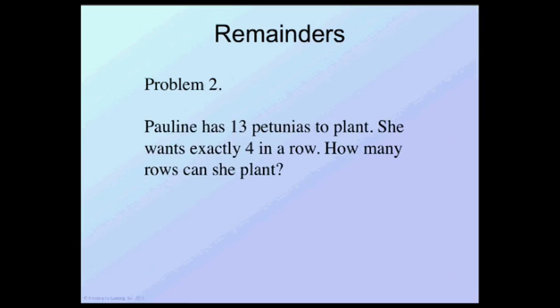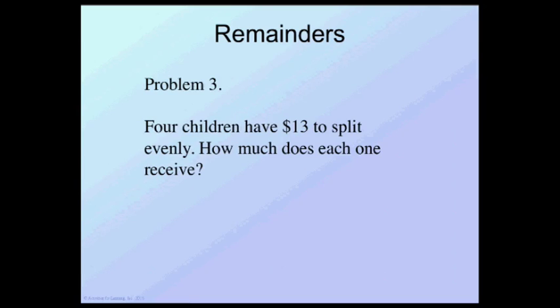Let's do another problem. Pauline has 13 petunias to plant. She wants exactly 4 in a row. How many rows can she plant? 3 rows. Next problem. 4 children have $13 to split evenly. How much does each child receive? $3.25.